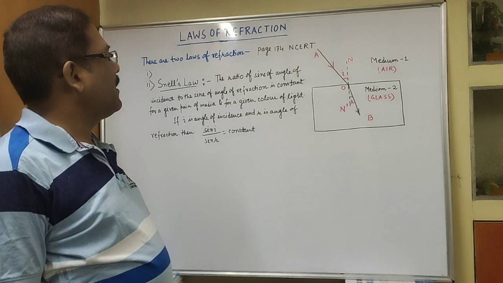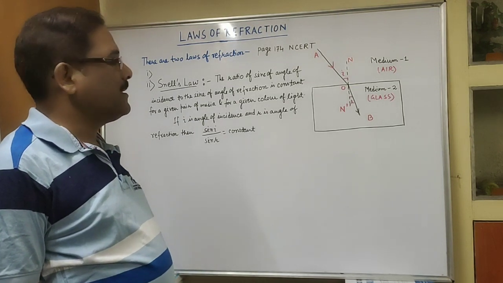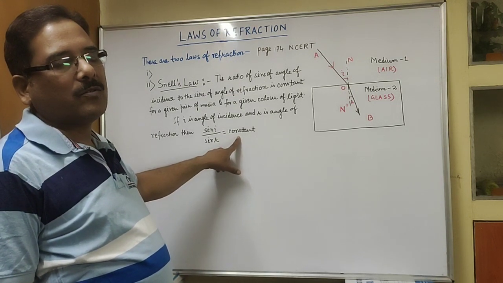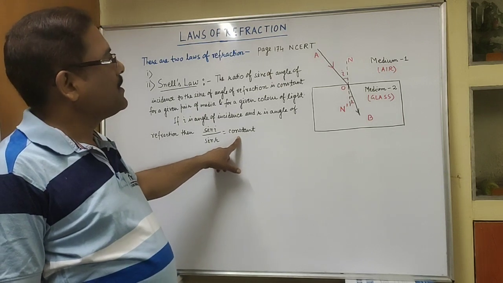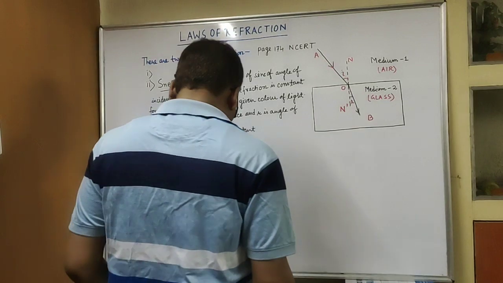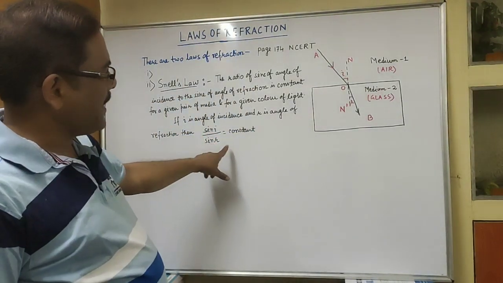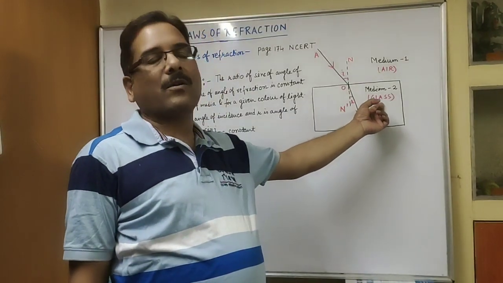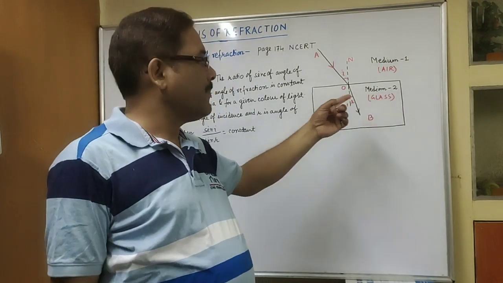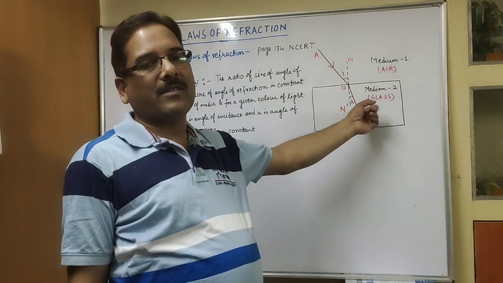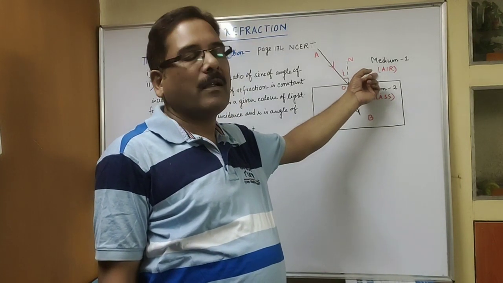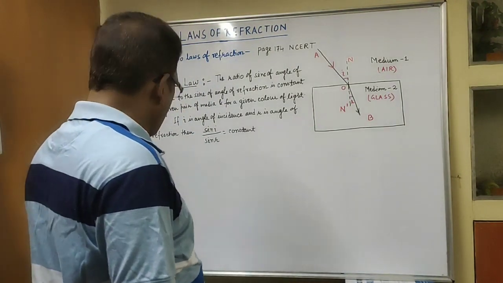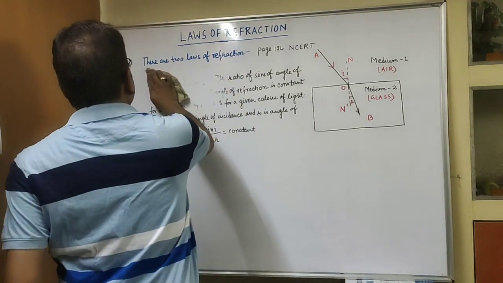Now we will define a very important term after that, that is refractive index, because this constant is equal to refractive index of second medium with respect to first medium. Here we have written sin i by sin r is equal to a constant. Now this constant is equal to refractive index of second medium. Second medium is glass. It means this constant is equal to refractive index of glass with respect to medium 1, that is air. Now what is refractive index? So next important topic is refractive index.